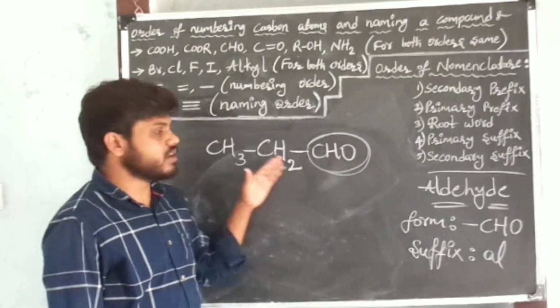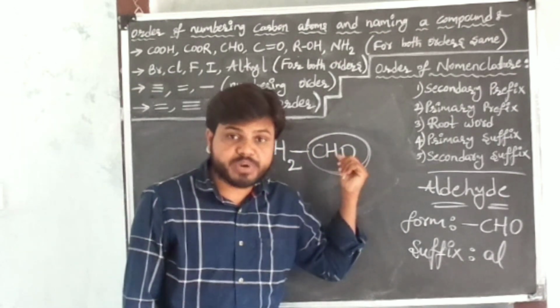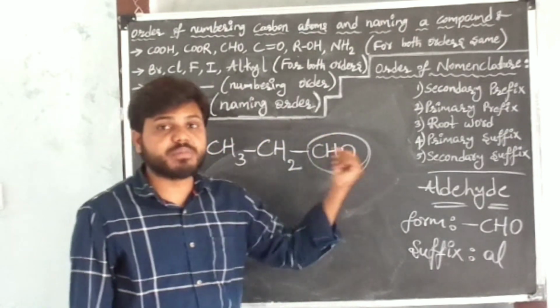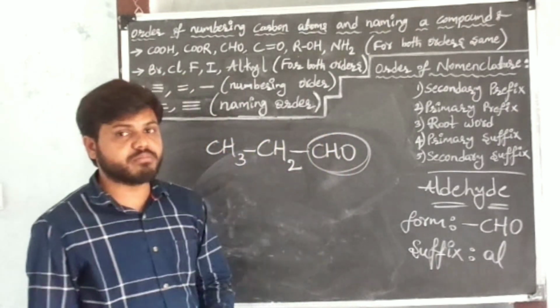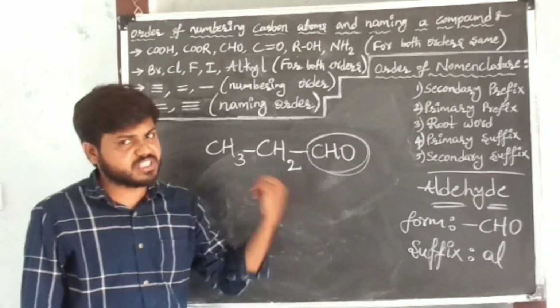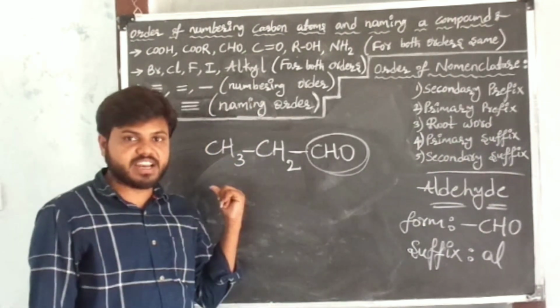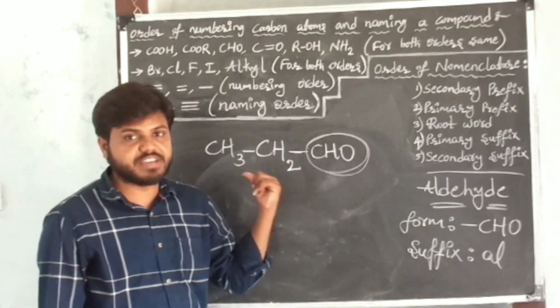So, no need to give numbers to each carbon atom. I am repeating: this functional group is present in the principal chain, so no need to number the carbon atoms. First write the secondary prefixes. Secondary prefix is not present. Then go to the primary prefix. Primary prefix here is cyclic. Cyclic is also not present in the given carbon compound.